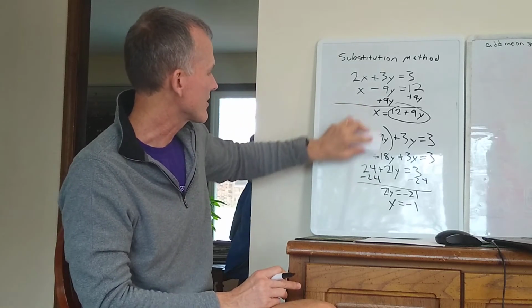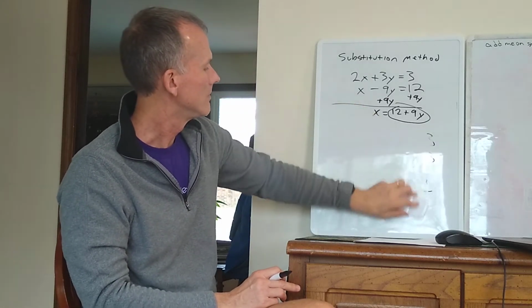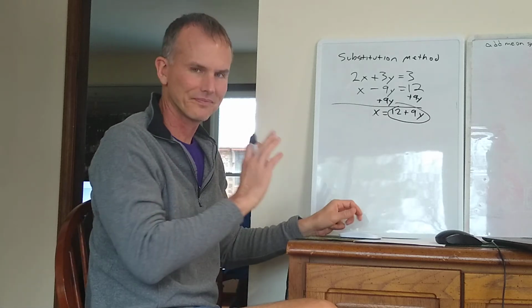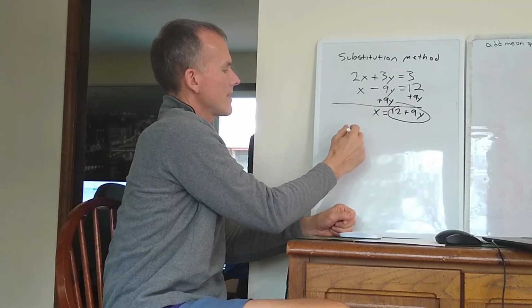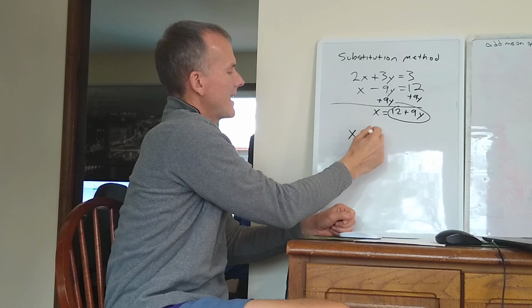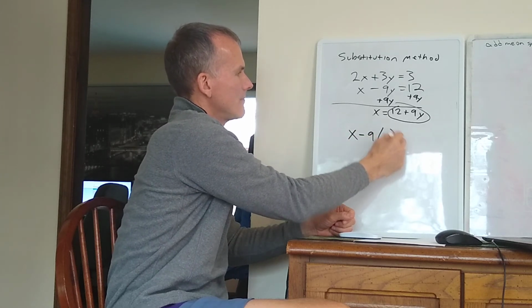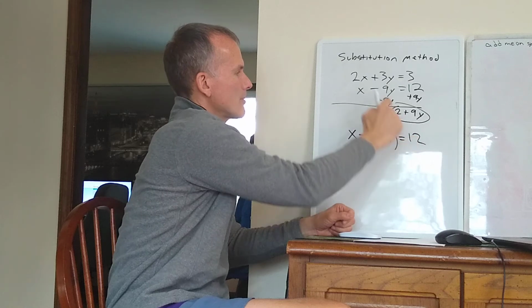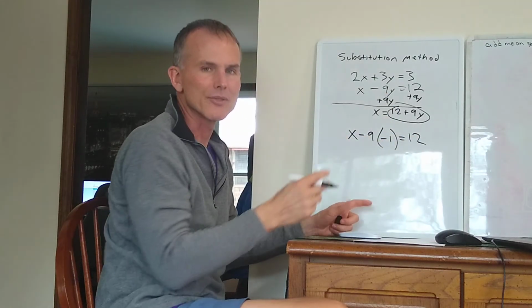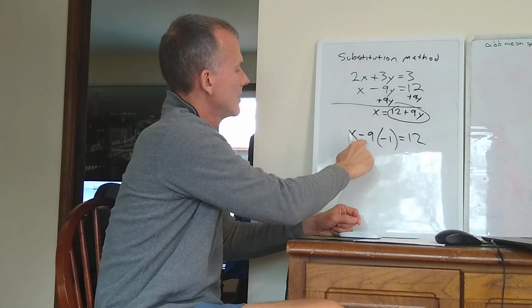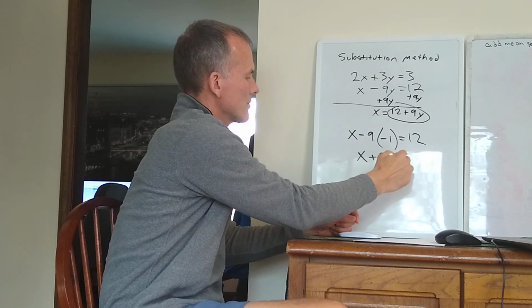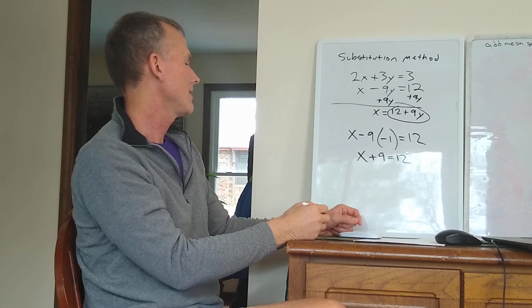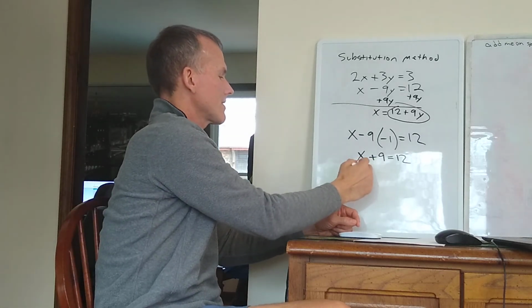So I'm going to erase this business here. And I'm going to take that value, y equals negative 1. Now, I'll put it maybe in that second equation there. So x minus 9 times negative 1 equals 12. I replaced the y with its value, negative 1. And now, negative times a negative is positive, so x plus 9 equals 12. And now, if I subtract 9 from each side, I get x equals 3.